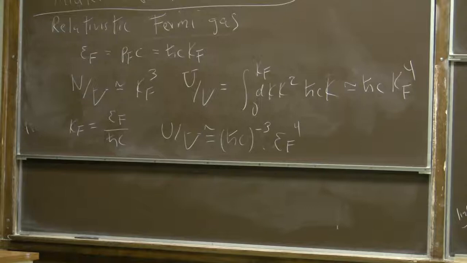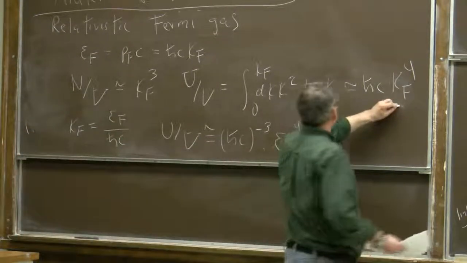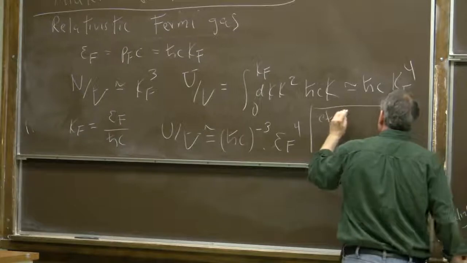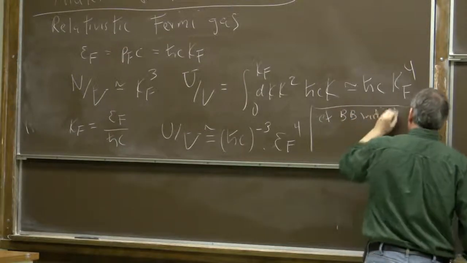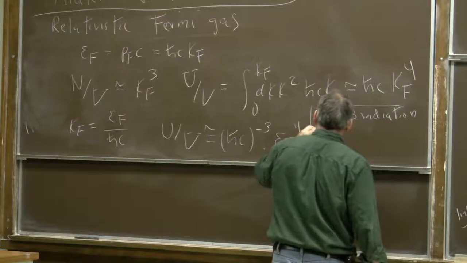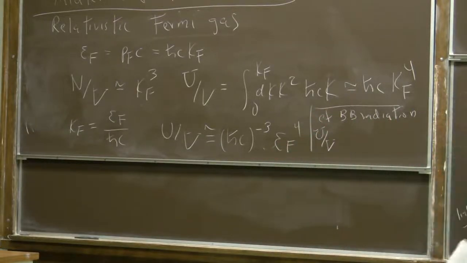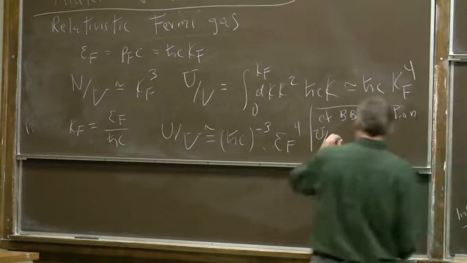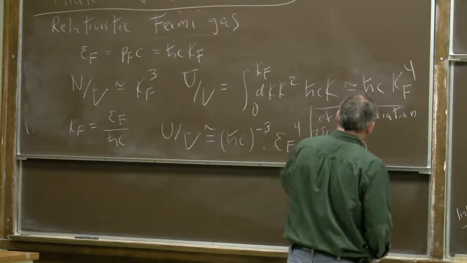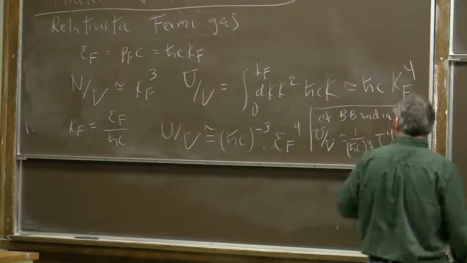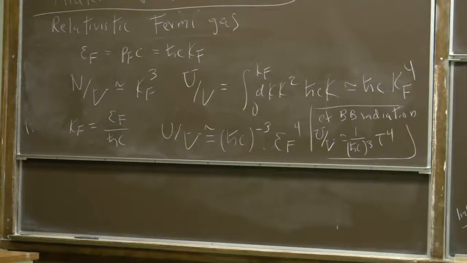Well, of course, that looks a lot like black body radiation, for which we had a similar looking formula, with the energy per volume going like 1 over h bar c cubed times temperature to the 4th. Here we're really considering a degenerate gas at 0 temperature, and for the black body radiation, the typical kinetic energy of the photons was fixed by the temperature, but here it's fixed by the Fermi energy, right? Okay.